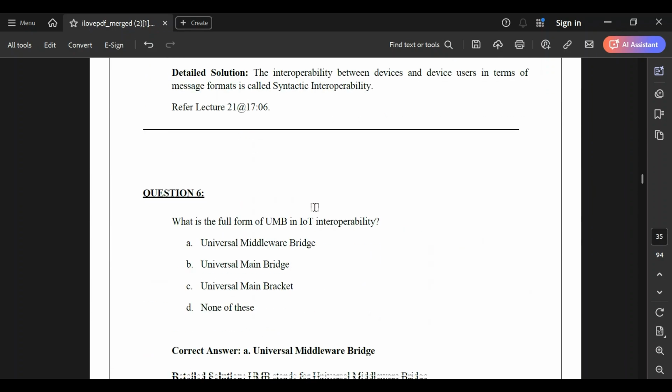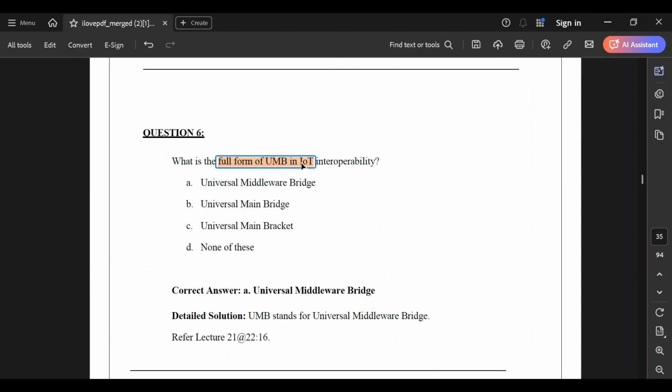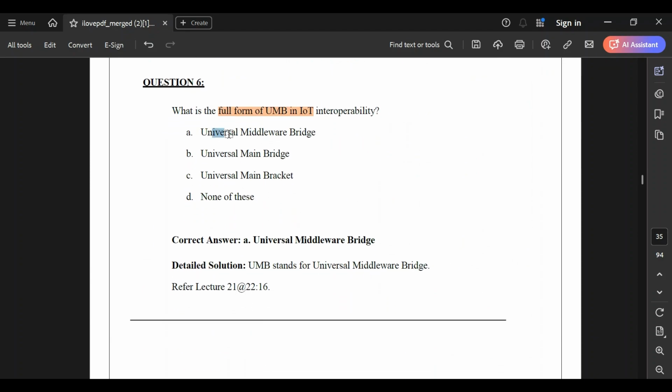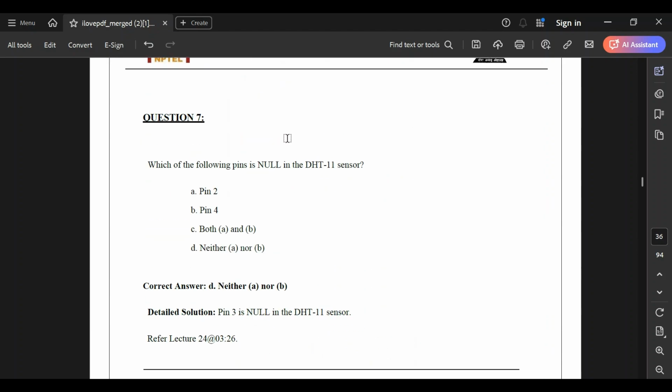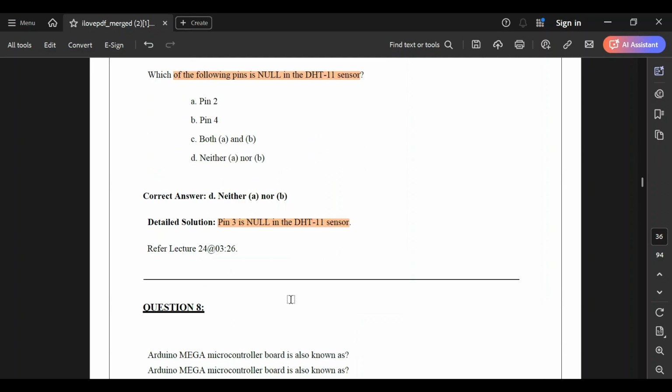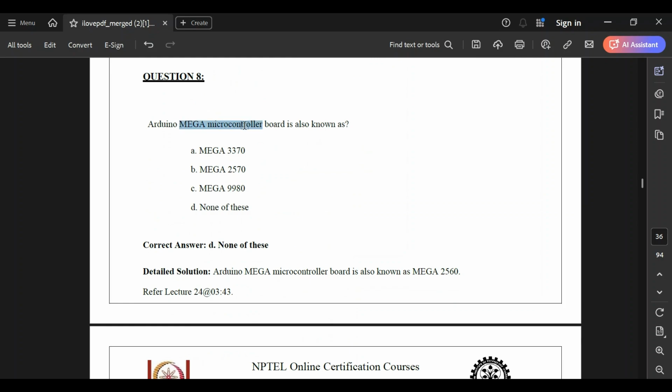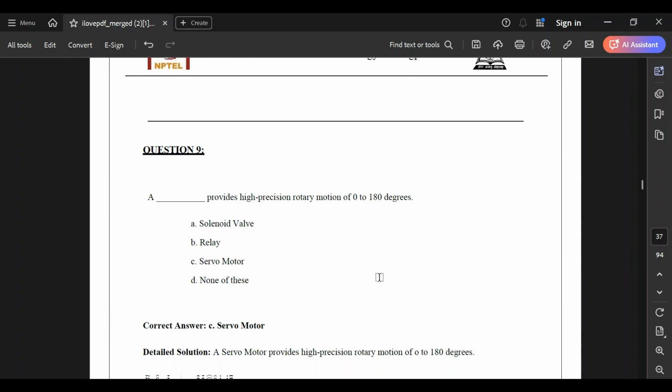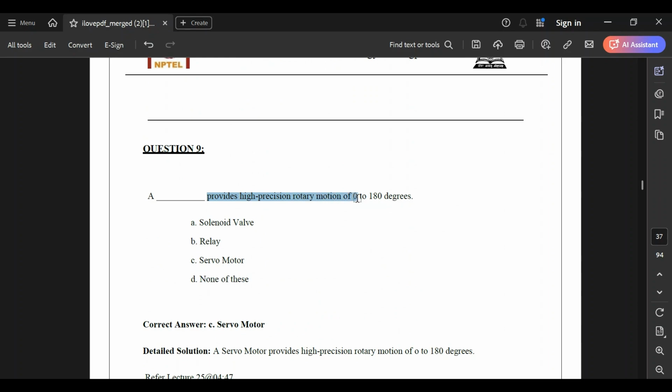So this is true. What is the full form of UMB? UMB means Universal Middleware Bridge. Which of the following pins is the null in DHT11 sensor? You should have known it, because pin 3 is the null in DHT11 sensor. So you should remember this. Arduino Mega microcontroller board is also known as Mega 2560. A servo provides high precision rotary motion of 0 to 180 degrees. So rotary motion means servo motor is there.